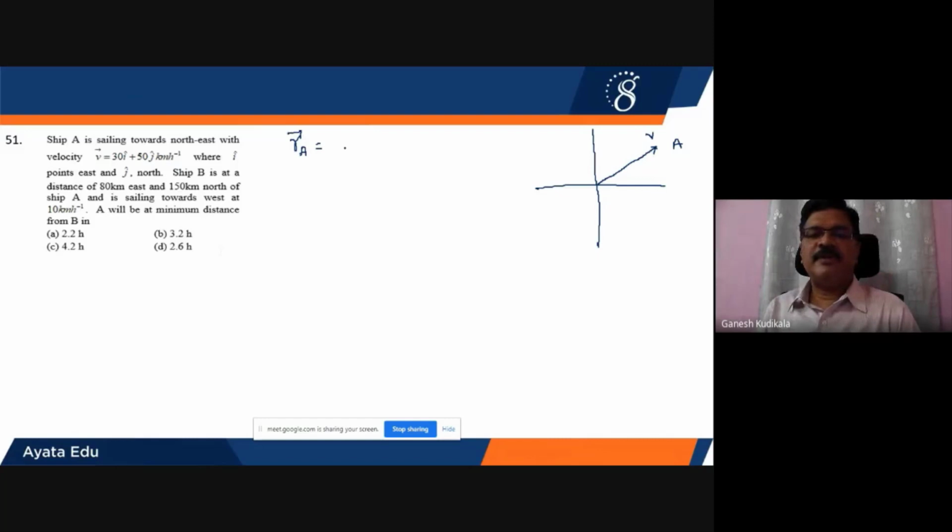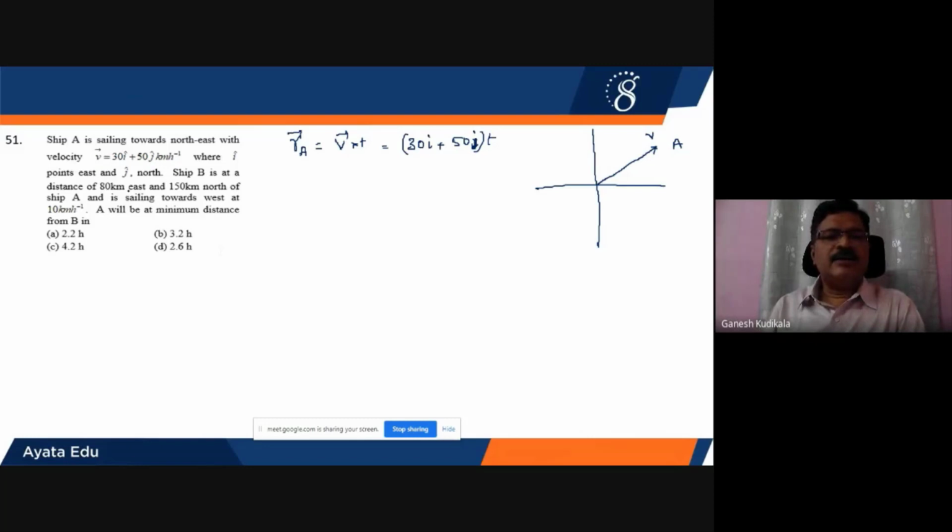Position vector of the first ship will be equal to velocity vector into time, t seconds or t hours or t minutes here. Therefore, I can write 30 into i plus 50 into j, whole multiplied by t, gives the position vector of the first ship, right? Now next, the second ship is 80 kilometers east and 150 kilometers north. Therefore, somewhere here it is lying, right?